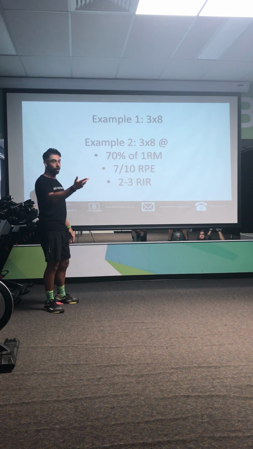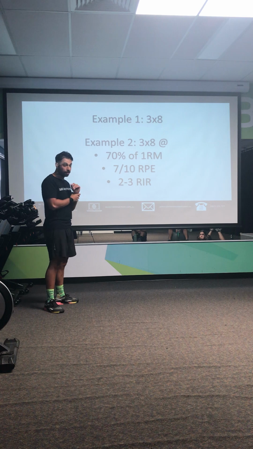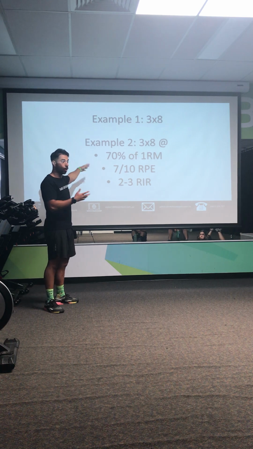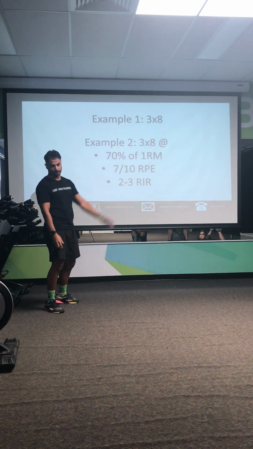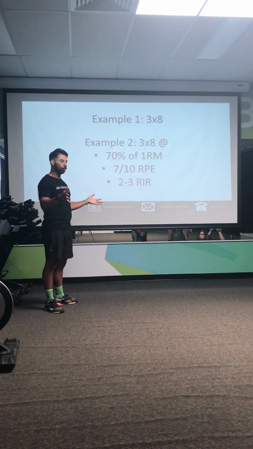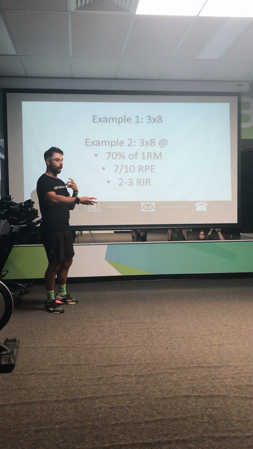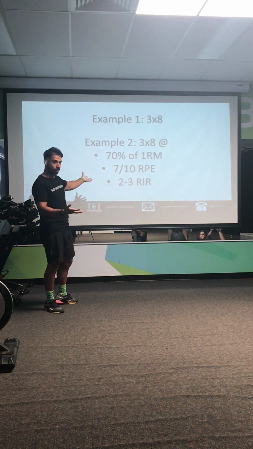So when you're writing programs and you're just writing 3 sets of 8 reps, I would argue that there's nothing wrong with 3 sets of 8, but applying some sort of a constraint or guideline as to reps in reserve, RPE, percentage of 1RM, whatever you're looking at doing, may provide more bang for their buck than doing 3 sets of 8. Right? Does that make sense?